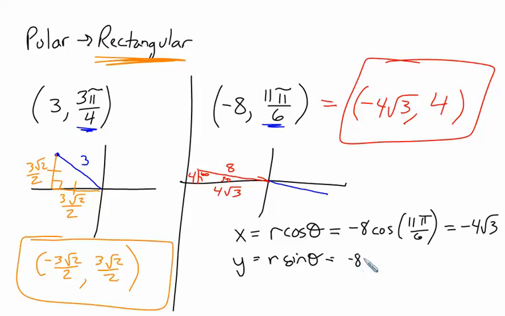And here we would take negative 8 times the sine of 11 pi over 6. Sine of 11 pi over 6 is negative 1 half. Negative 8 times a negative 1 half would have been a positive 4. Once we get really comfortable with these types of conversions, my guess is the picture would be the faster approach. So that's why it's good to kind of understand the picture as we proceed through polar coordinates.